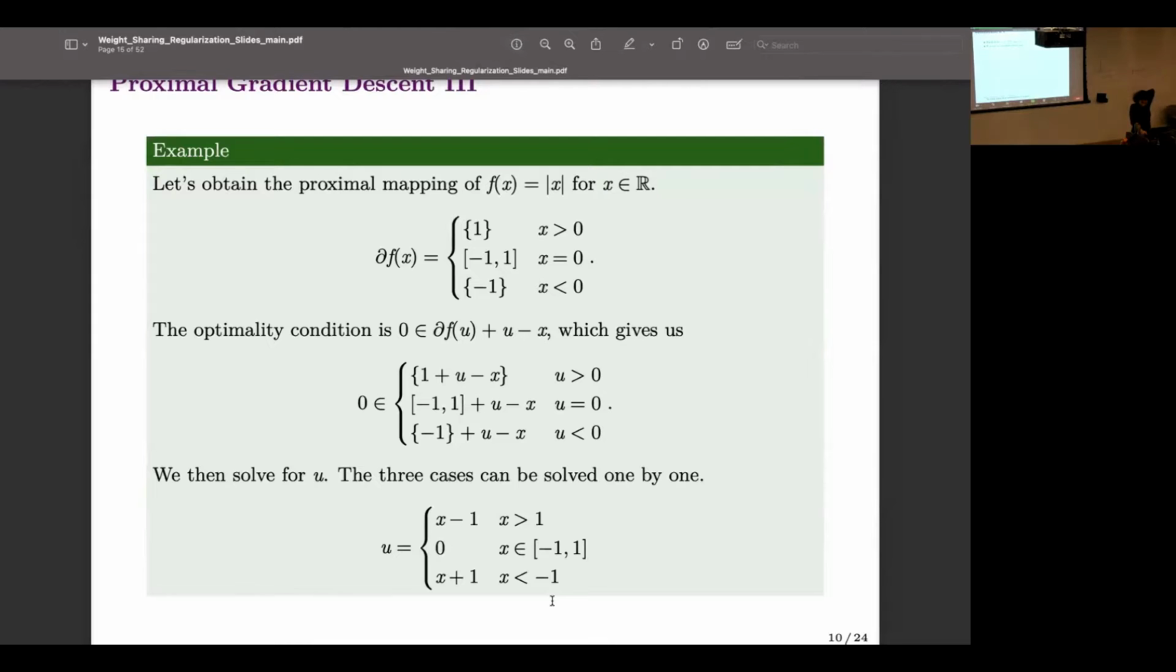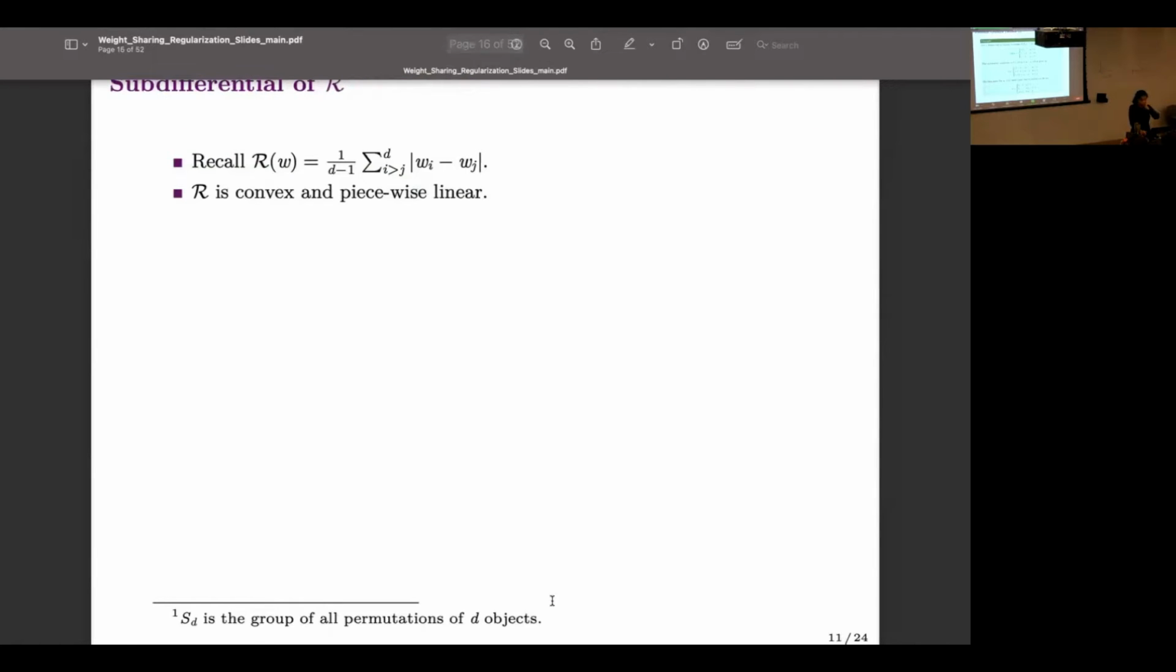However, our computation is not this easy. We're going to get to it. So the next slide is going to be dedicated to computing the proximal of R, the regularization term that we introduced. Let's first compute the subdifferential of R.